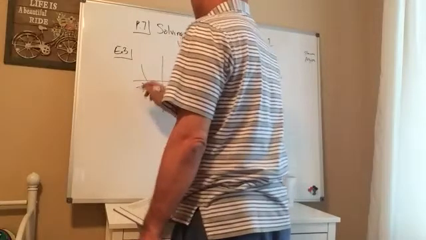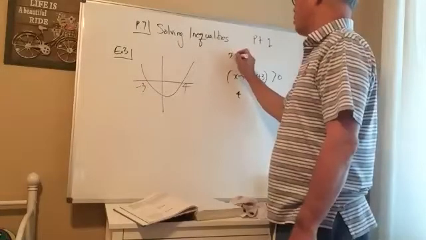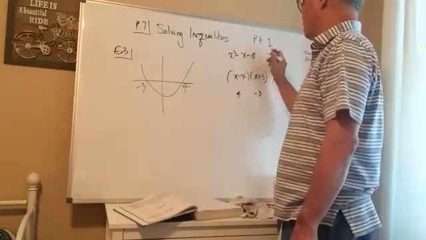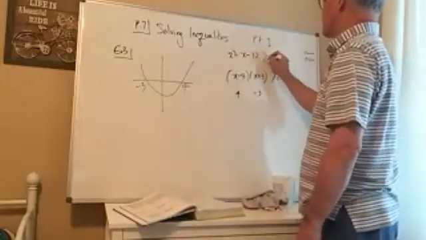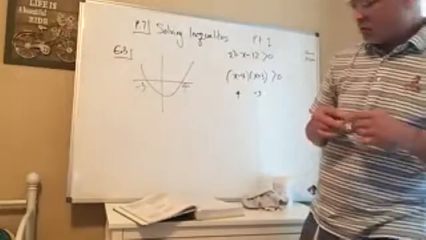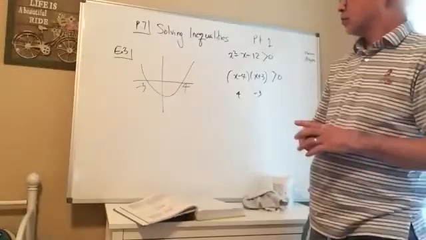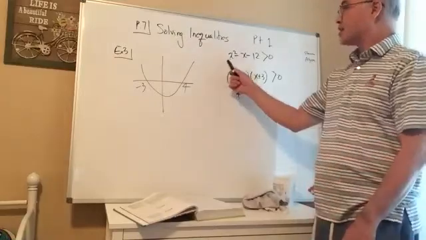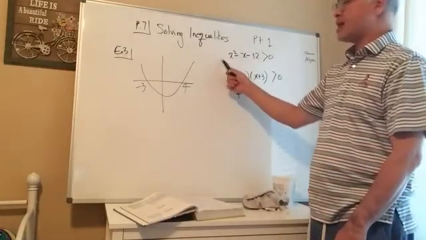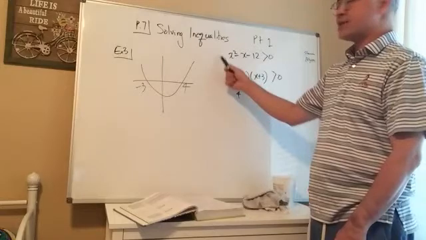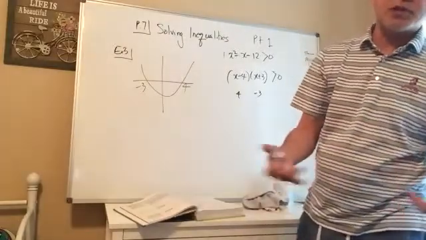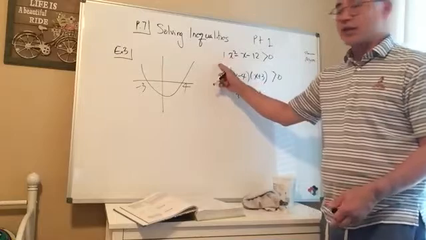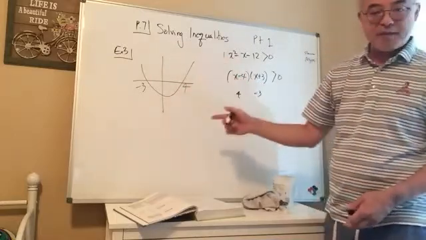How do I know it's a smiley face? Anybody want to tell me why I know that? It's not because it's bigger than 0, and not because it's less than 0. It's because the a in ax squared plus bx plus c, which here is 1, is positive. That's why it's a smiley face. Remember we talked about this, right?